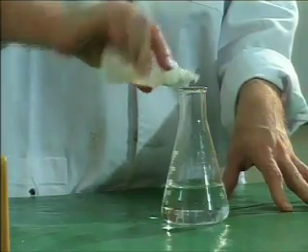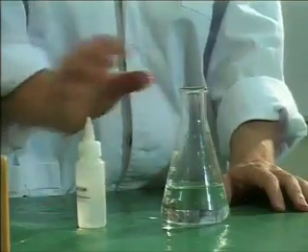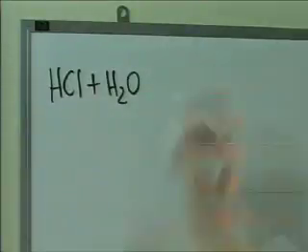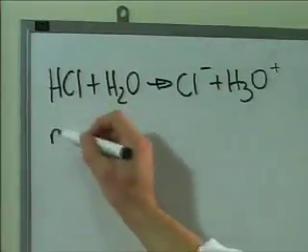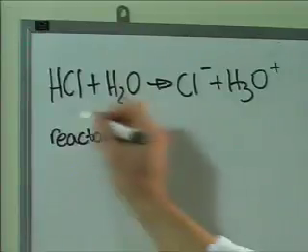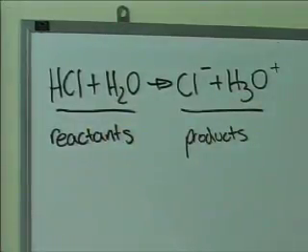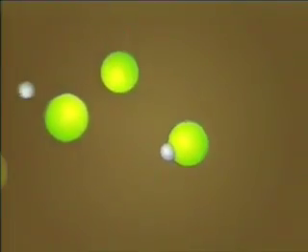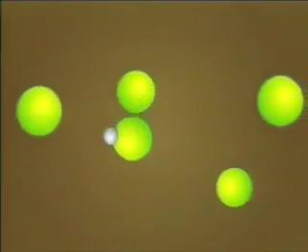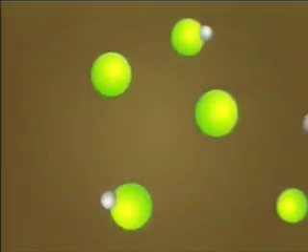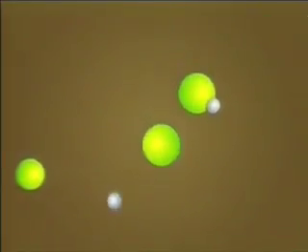Remember what happens when hydrochloric acid is added to water? This is the equation. We know our reactants were hydrochloric acid and water, but what are the products here? Chloride ions and hydronium ions. The chloride ion is negatively charged and could bond with any free hydrogen ions that are going round. In other words, it could act as a base.